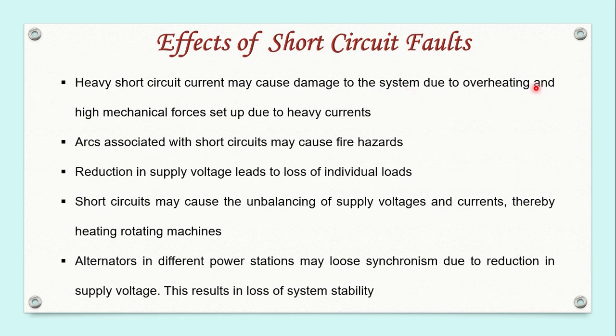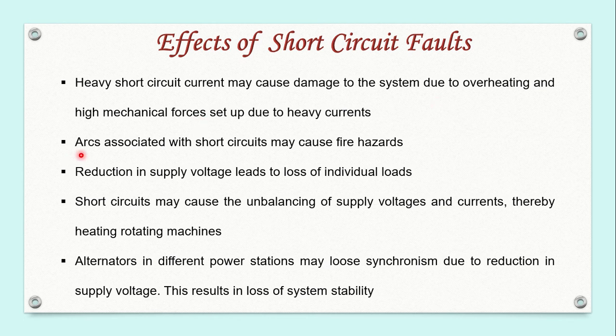So when a very high quantity of current is flowing through a particular system component, it will lead to overheating of that component. And also these heavy currents will lead to the setting up of high mechanical forces, and it will eventually lead to the damage of the various power system components. So the heavy currents associated with short circuits damage the system components due to overheating and high mechanical forces.